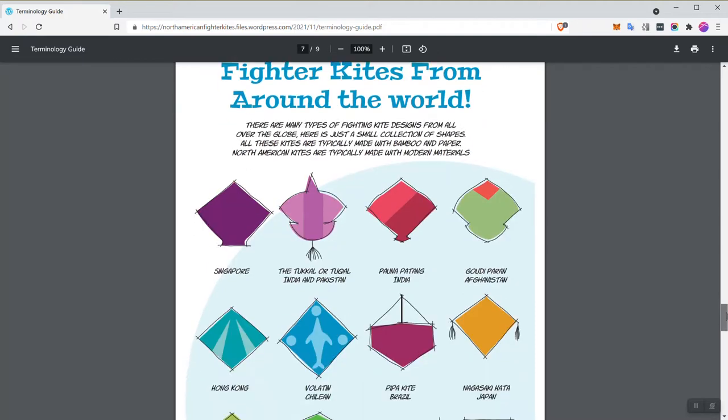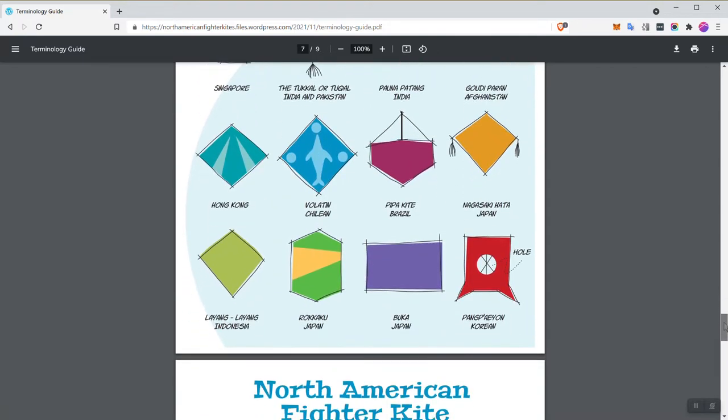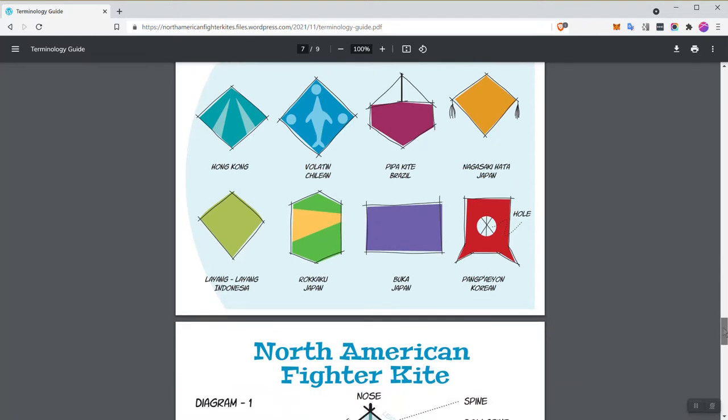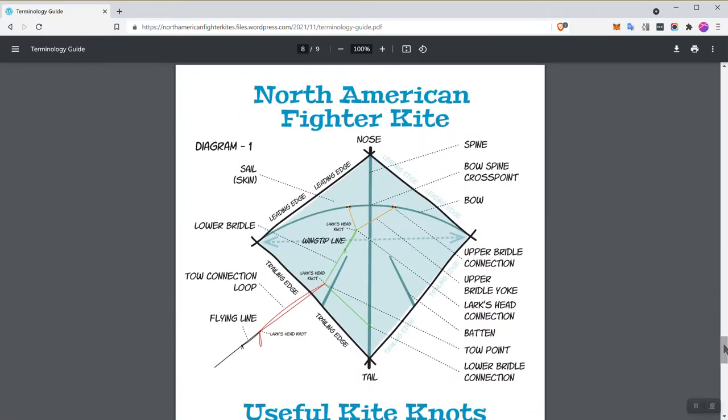Different cultures use different shapes, and it's interesting. And he included that. And look at this. North American fighter kite defined all of the parts, all of the aspects of a North American fighter kite. For someone who isn't that familiar with some of the lingo, and they're listening to somebody talk about North American fighter kiting, and they happen to mention the upper bridle yoke. What the heck does that mean? Well, it's right here. Shows you. Right there, that loop right there is the bridle yoke.